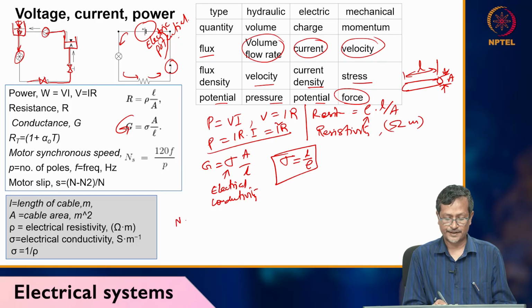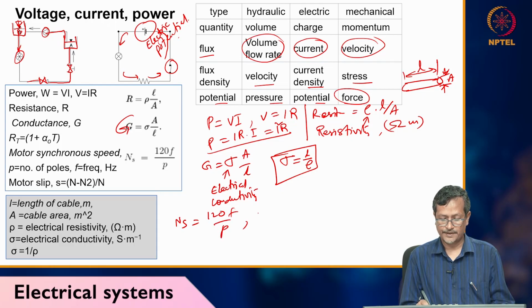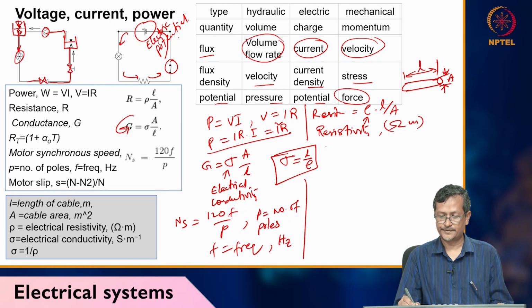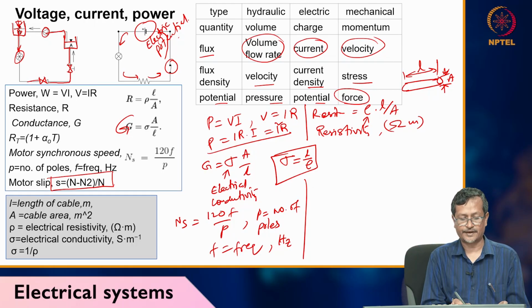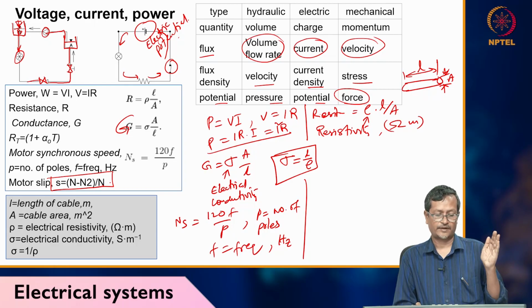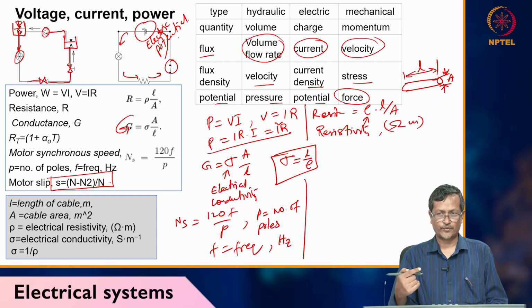And motor synchronous speed, NS equals 120 F by P. P is number of magnetic poles. F is your frequency, hertz. And motor slip is given here, S equals N minus N2 divided by N. So, this is called motor slip. The initial theoretical calculated motor speed is N, but when you run the motor, speed is reduced a little bit. So, original speed minus reduced speed divided by original speed. That ratio is called motor slip. This is expressed in terms of percentage.